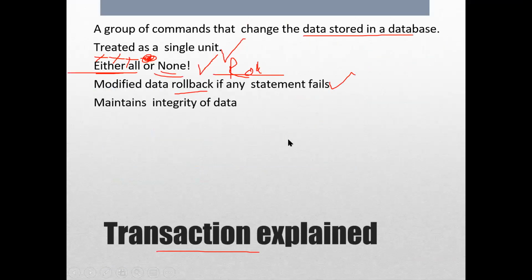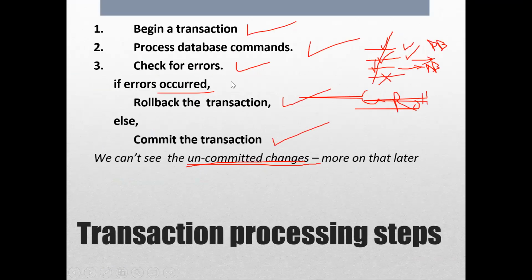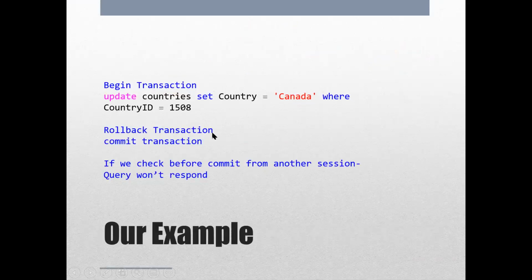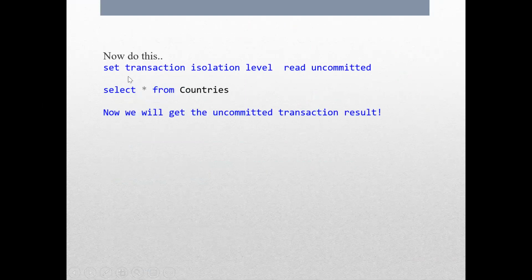Anyhow, this is basically a method, and we have not done error checking, and we'll see that here. This one I've taken for something else, but we can implement that. Begin transaction, update countries where country ID is equal to this, rollback transaction, commit transaction. If you check before, any other session's query won't respond. That is what we have just checked. If we set transaction isolation level read uncommitted and then select static from countries, we'll get the uncommitted transaction result.